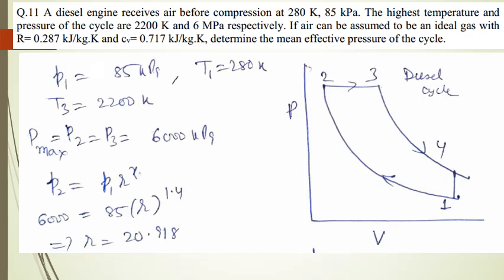Now we have drawn the PV diagram for the diesel cycle. P1 equals 85 kilopascal, T1 equals 280 Kelvin. Now the value of T3 is equal to 2200 Kelvin. Now the value of Pmax, which is equal to P2 and also equal to P3, is equal to 6000 kilopascal. Now P2 is equal to P1 into R raised to power gamma. So the value of R calculated with the help of this expression comes out to be 20.918.